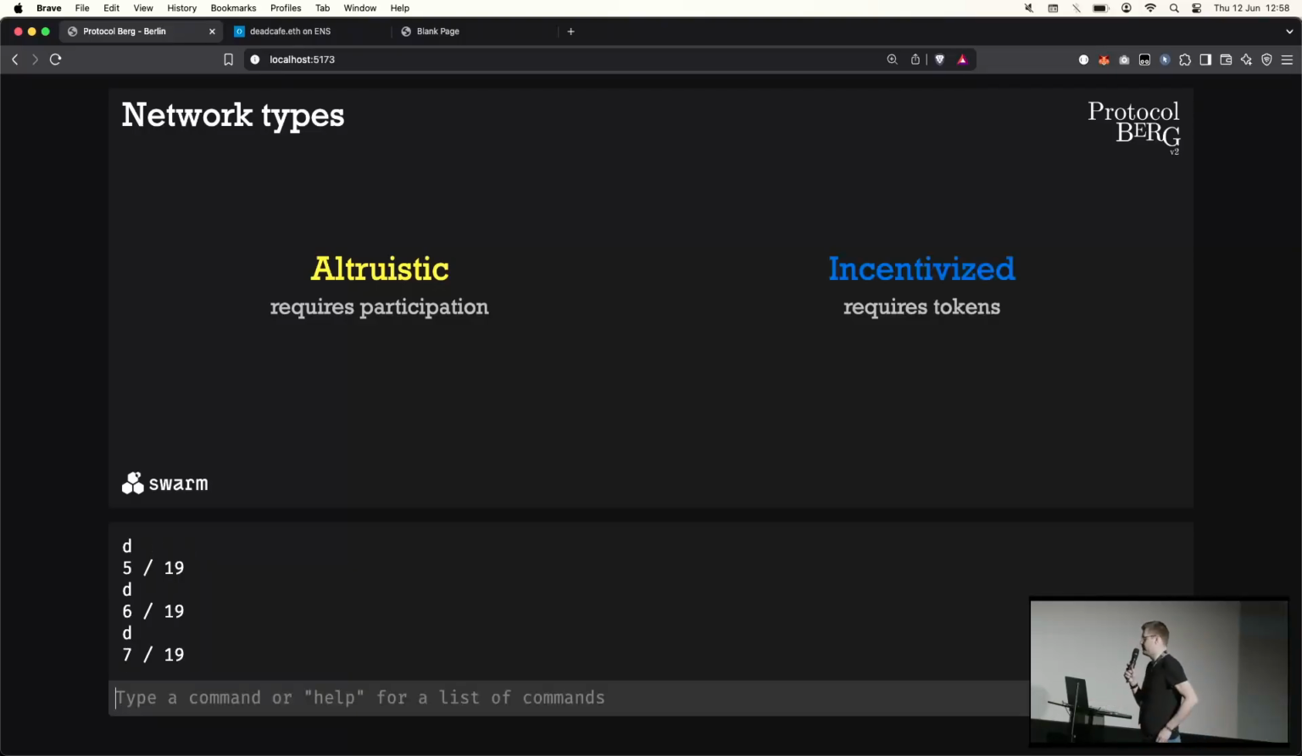The other type of network is the incentivized network. So these networks usually have a token. You need to spend this token to buy storage. But this type of network does not require participation. So you can get the token, run your node, upload something, disappear, go on a vacation for a year, come back, and you should still be able to access your data. This is because other nodes are incentivized to be in the network and store data.